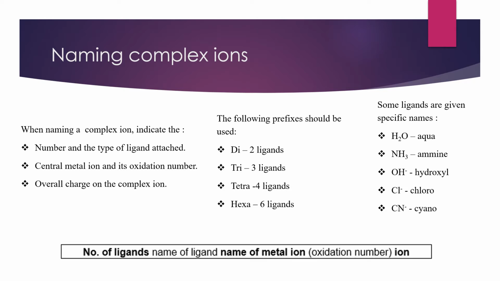This is the order that we follow whenever a complex ion is named. We must always have the number of ligands first, then we must write the name of the ligand, then we write the name of the metal, and in brackets we must put the oxidation number of the metal, and then you write the word ion. All of these things from number of ligands up till oxidation number will be written together without any spaces.